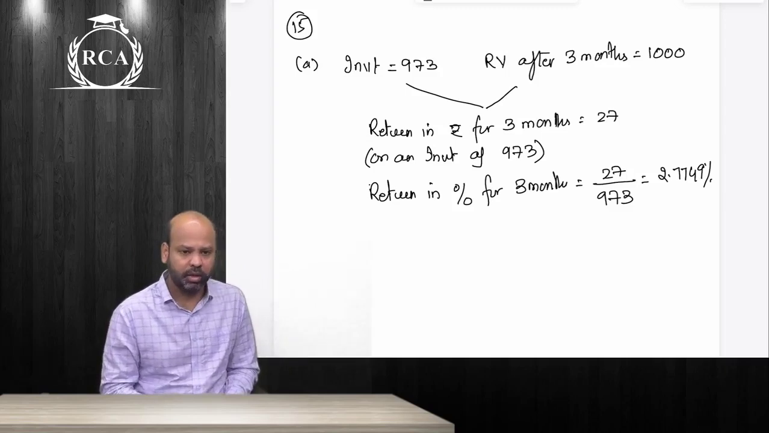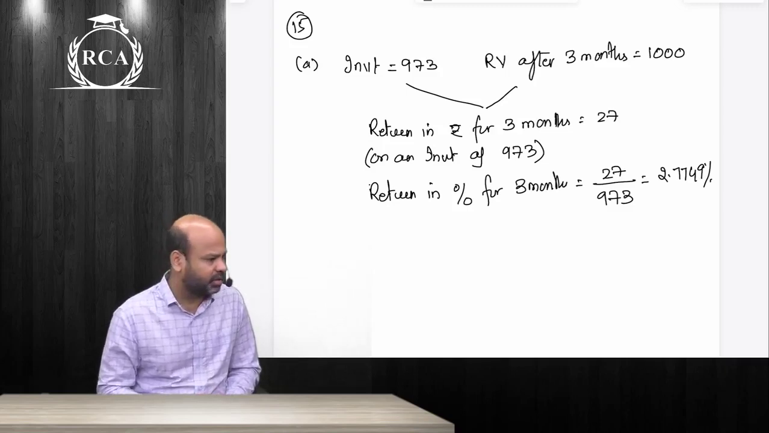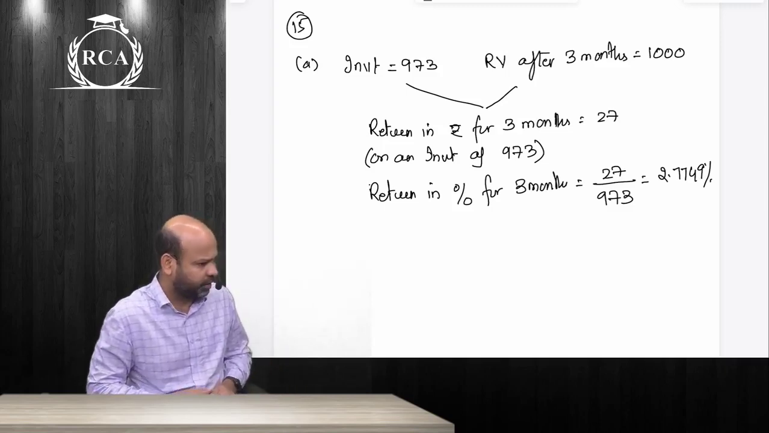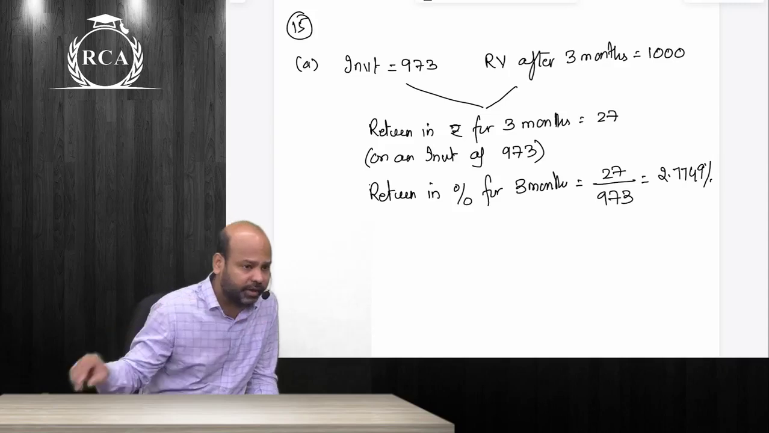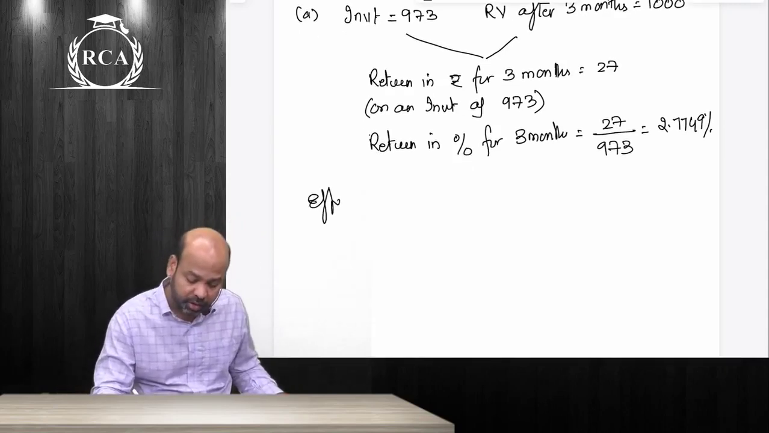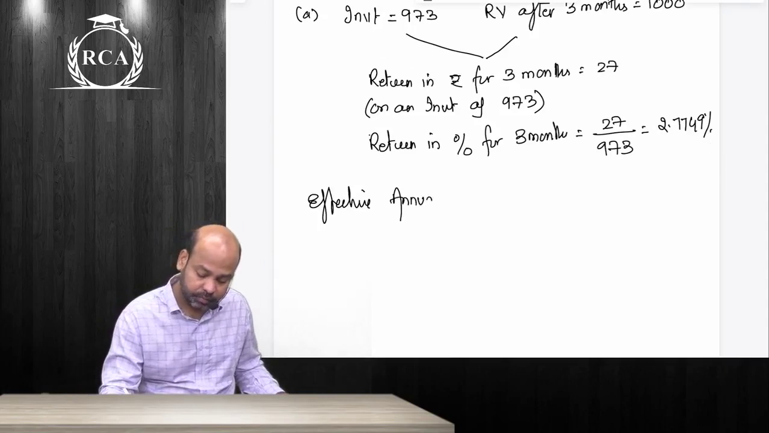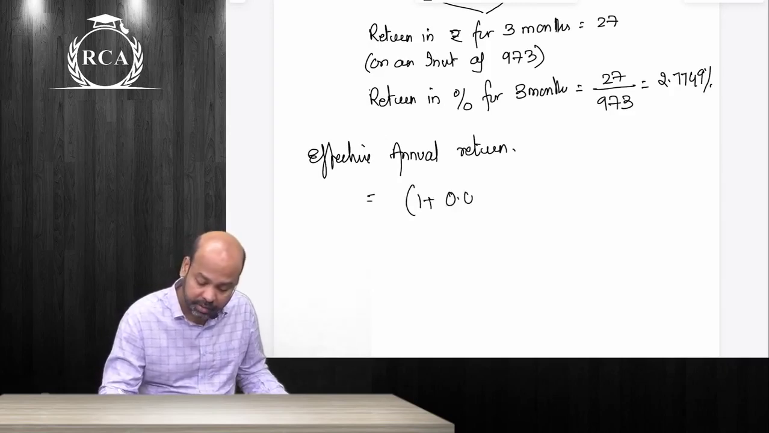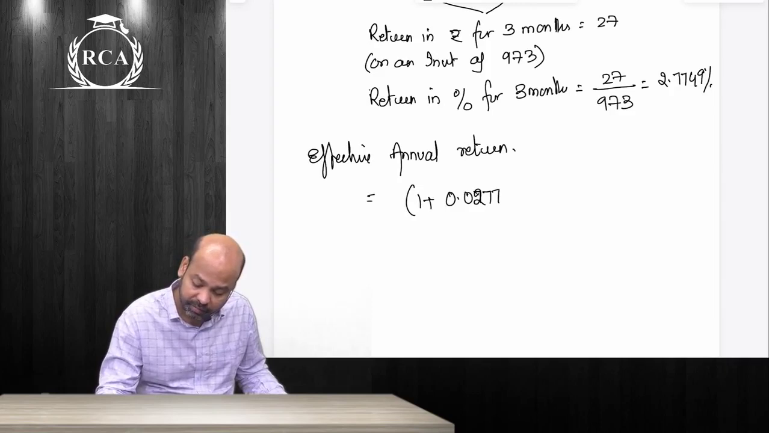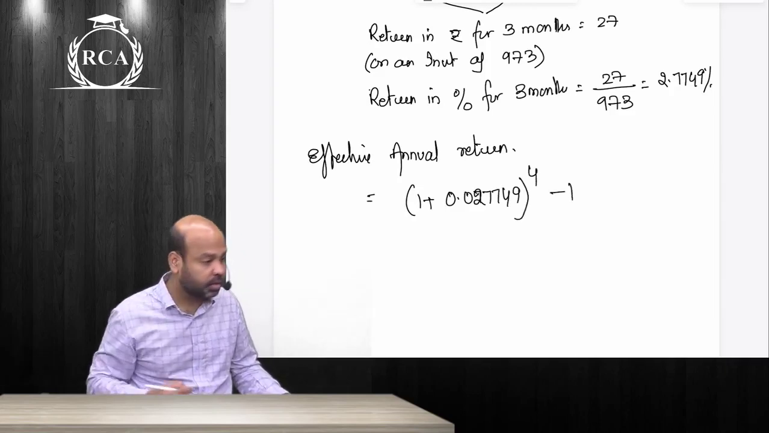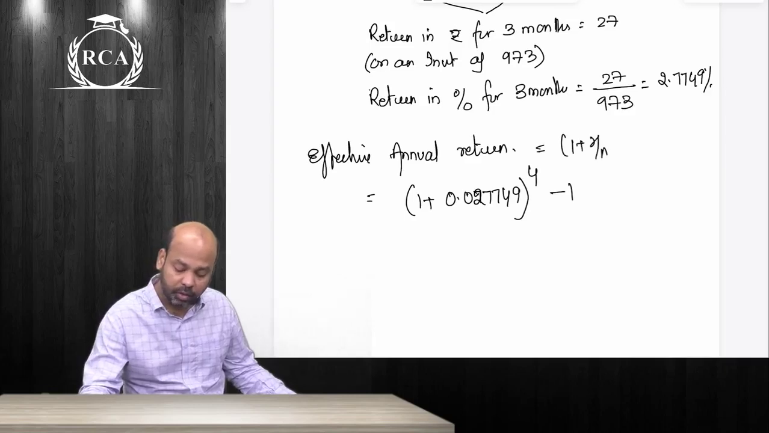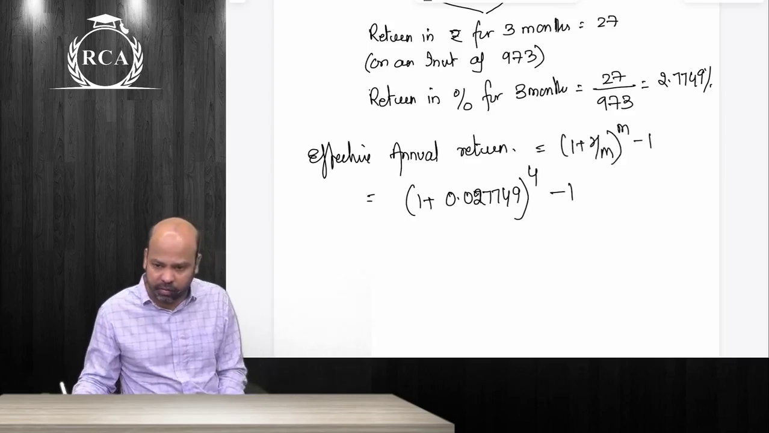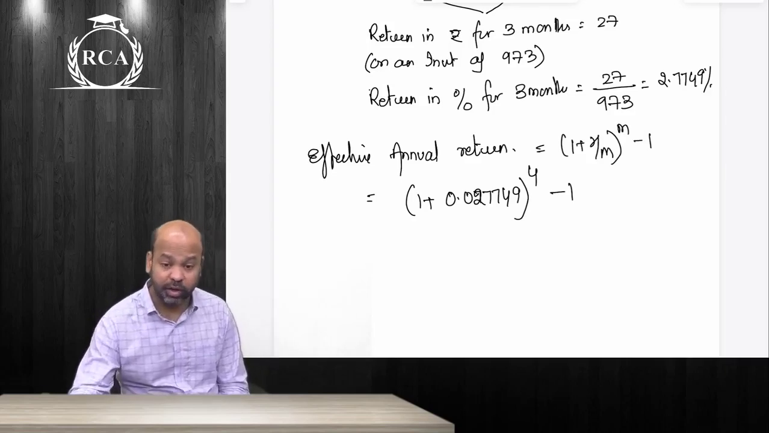Any doubt in this part? Yes or no, guys? Every 3 months, will you be able to generate a return like this? If the prices prevail at the current level, you will be able to generate a return of 2.7749% every 3 months. My effective annual return: I will be generating this 2.7749% 4 times in a year. The formula is (1 plus r by m) whole power m minus 1. Do you recall this? Here r by m itself is 2.7749%.